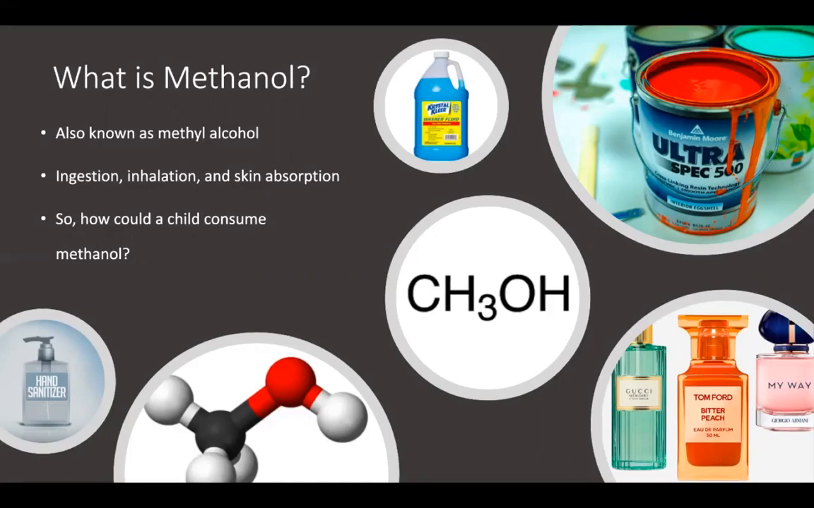So, how do you think a child could accidentally consume methanol? In our specific case, we know that a child frequently drank a certain soda and then accidentally drank a bottle of perfume thinking it was that soda. So it's likely that she got methanol poisoning by drinking the bottle of perfume because perfumes contain methanol.